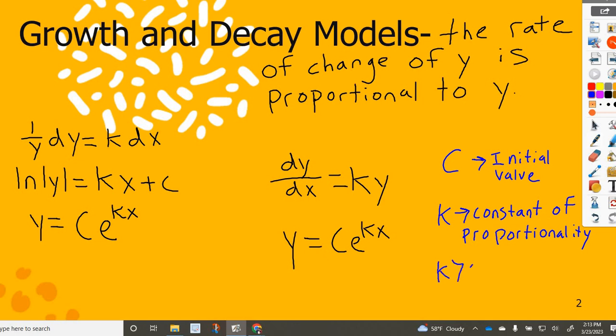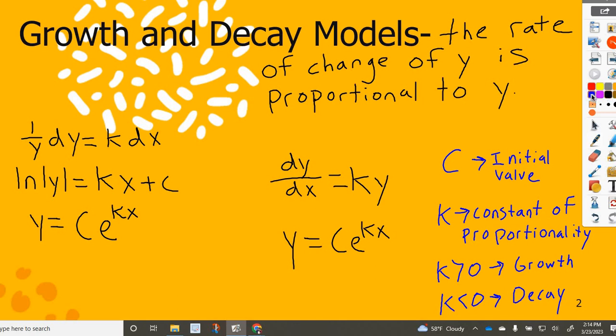If k is greater than 0, we will have a growth model. And if k is less than 0, we will have a decay model. What if k equals 0? Then you don't have an exponential model because this would just be 1 and you'd have y equals c.